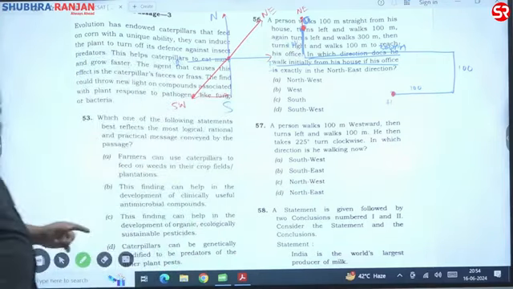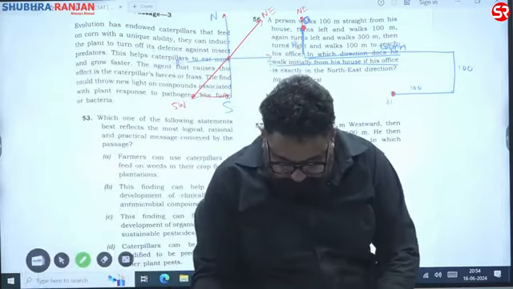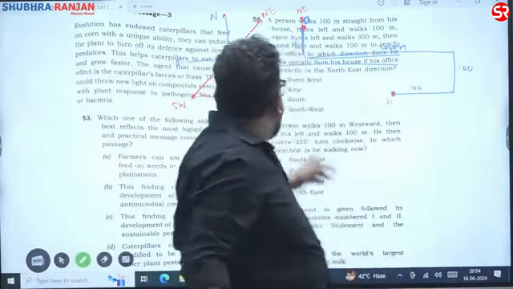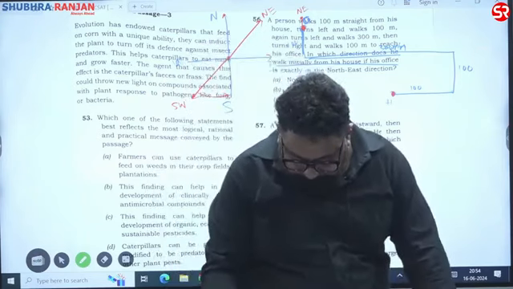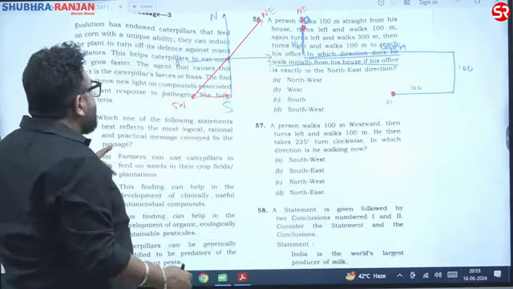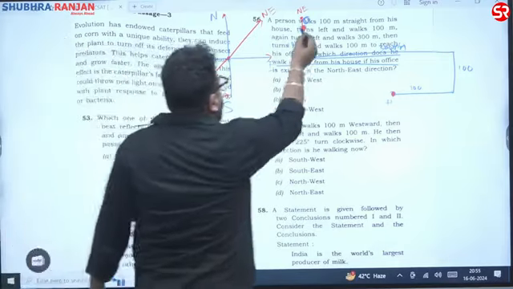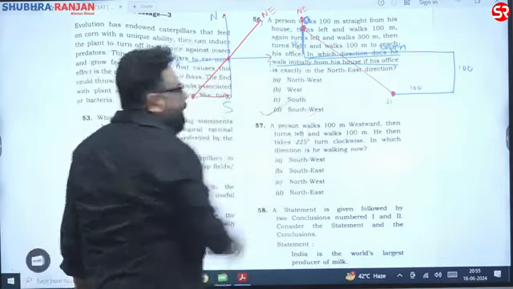So your answer would actually be, let me check my answer. I think it is directly opposite to this. It is directly opposite, so it has to be southwest. It is southwest as your answer.